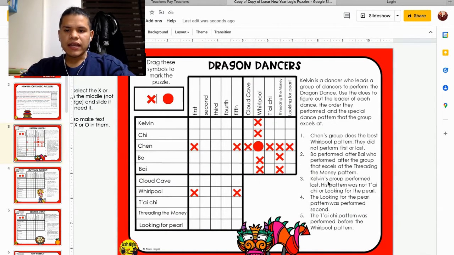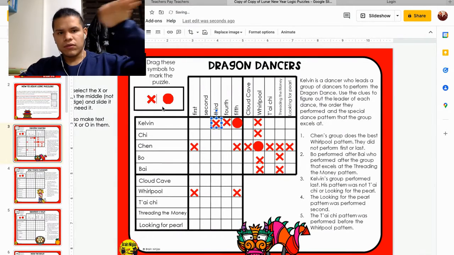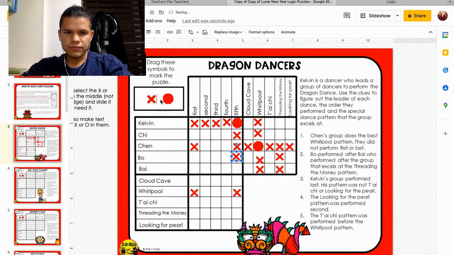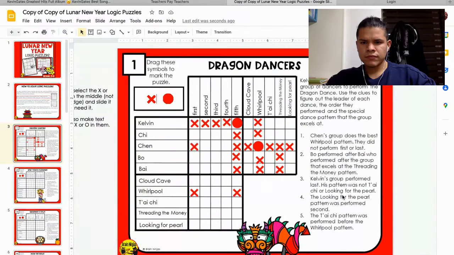Okay, number 3. Kelvin's group performed last. Ooh, that's something that's true. I need my dot. Kelvin's group performed last. That is true. That means everything horizontally is false. And that means everything vertically is also false. His pattern was not Tai Chi or looking for pearl. So I can take this over here, and we know that it was not Tai Chi or looking for pearl. Okay, that narrows it down to Cloud Cave and threading the money.